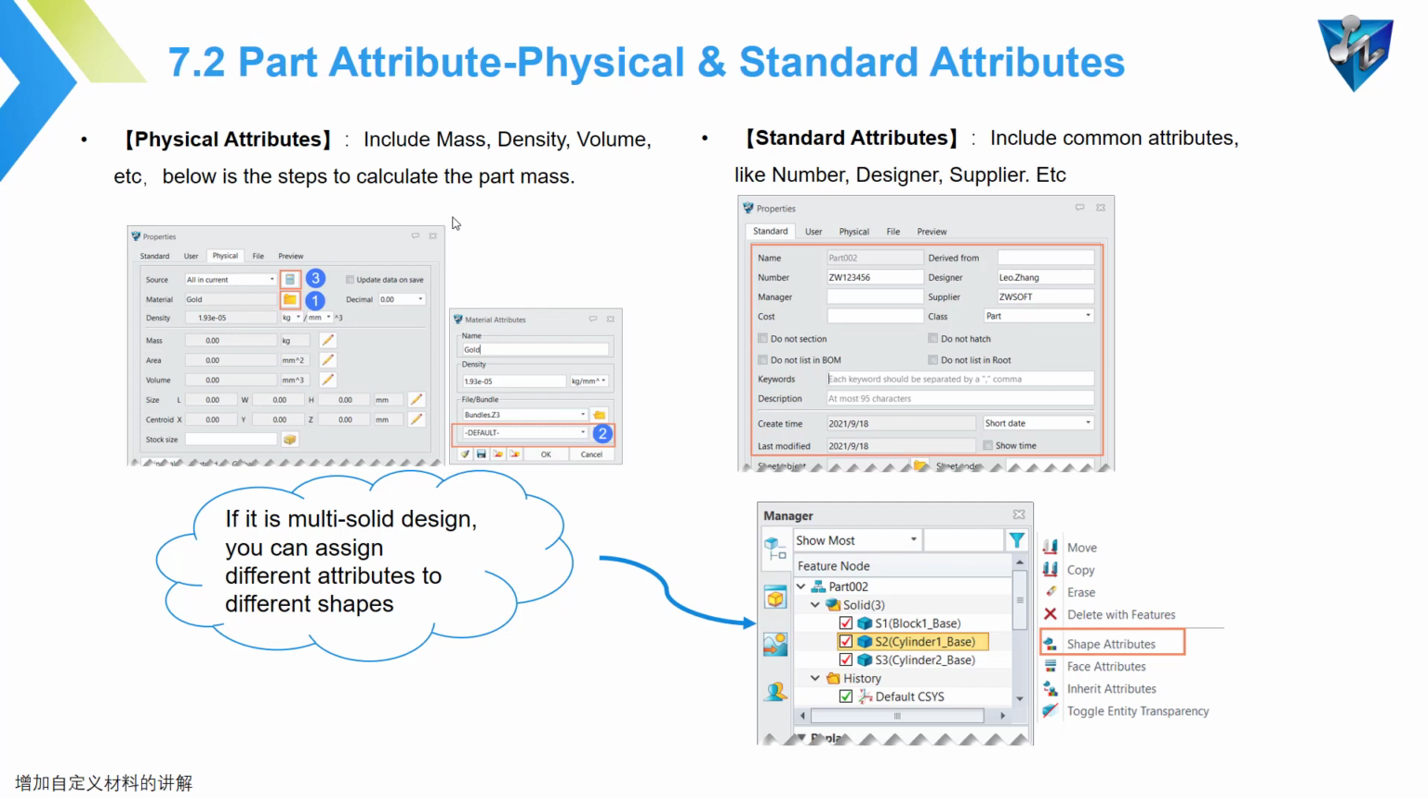Okay, next is physical attribute and standard attribute, which are necessary for mechanical design. For physical attribute, as its name implies, it includes mass, density, area, volume, and etc. For standard attribute, there are some basic informations like part number, designer, supplier, description, created time, and etc. And both physical and standard attributes can be inherited in 2D sheet.